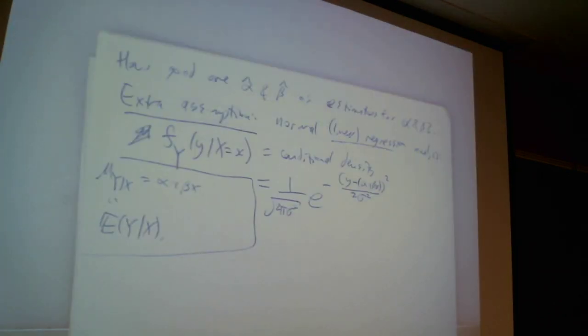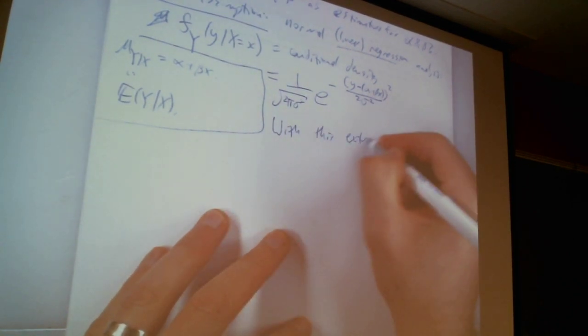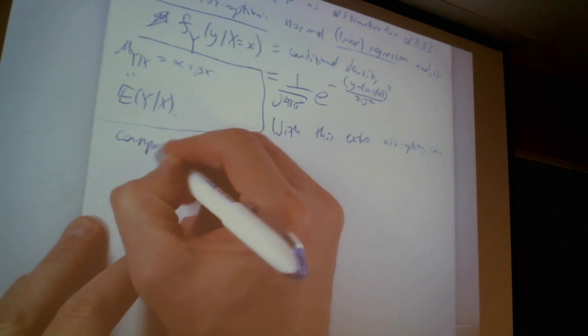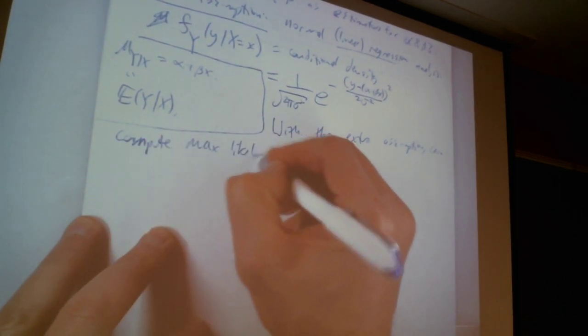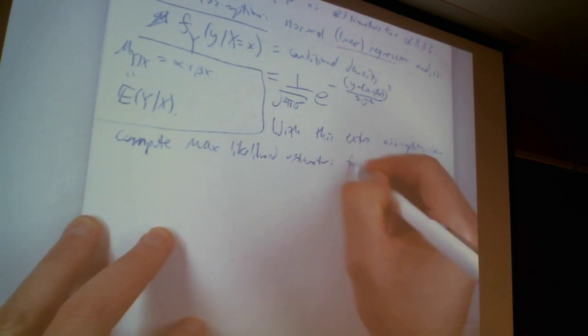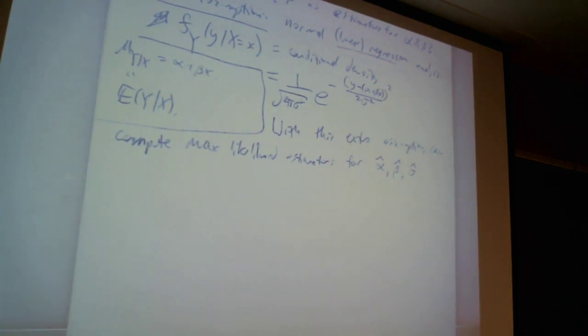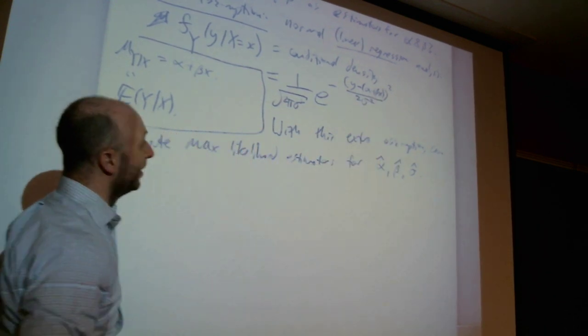So, with this extra assumption, we can compute the maximum likelihood estimators for alpha hat, beta hat, and sigma hat. There are 3 parameters here that we don't know. We don't know alpha, we don't know beta, we don't know sigma.